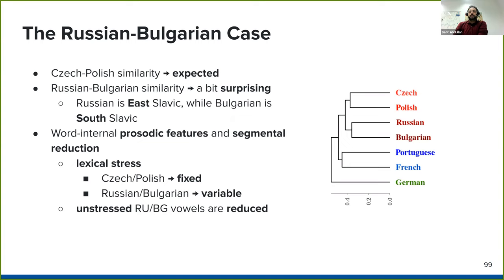And the unstressed vowels in Russian and Bulgarian are reduced, so there are strong reduction patterns in these two languages, and it seems that the model is sensitive to this reduction pattern, and this is what makes the Czech and Polish models different from Russian and Bulgarian. And also there's a strong contrast between stressed and unstressed syllables in the case of Bulgarian and Russian, and that's not the case for Czech and Polish.